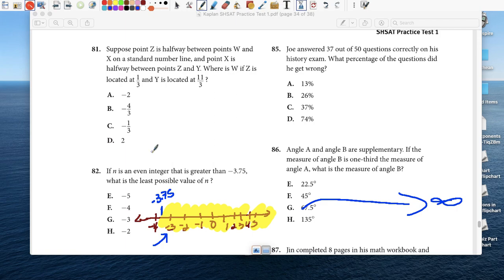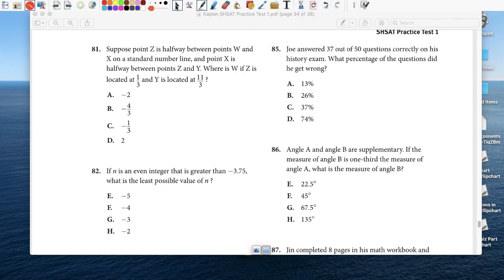The smallest one is negative 3. Sorry, even. The answer is not negative 3, it's negative 2, because they said even integer. The smallest even integer that's greater than negative 3.75 is negative 2. Talk about being careful.